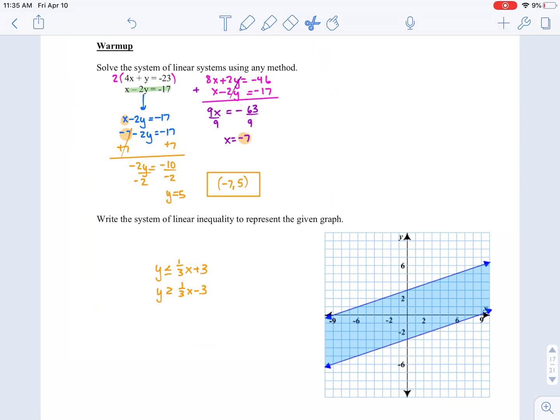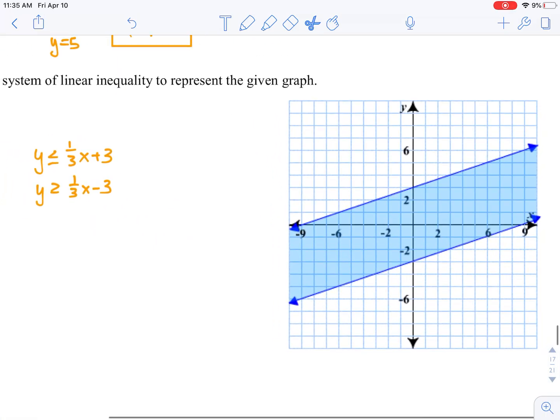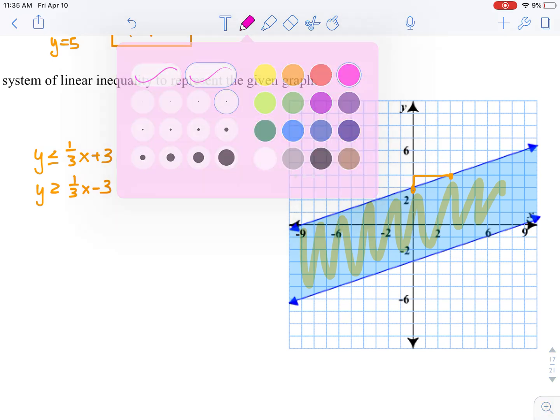The first one is (-7, 5). Did you write your answer as an ordered pair? And the second one, we have two inequalities. The first one is our +3, and then we're going up 1 over 3. It is a solid line, so it's equal to, and it's shaded below, so it's going to be less than.